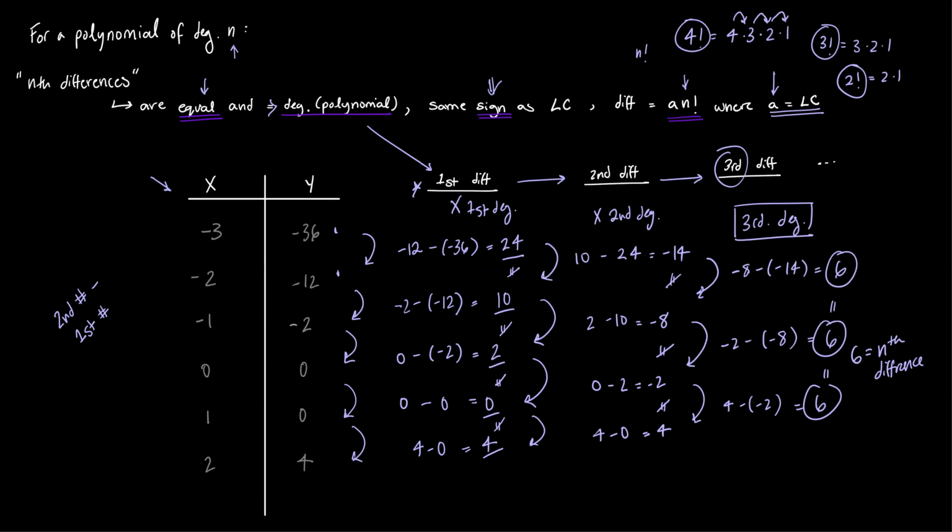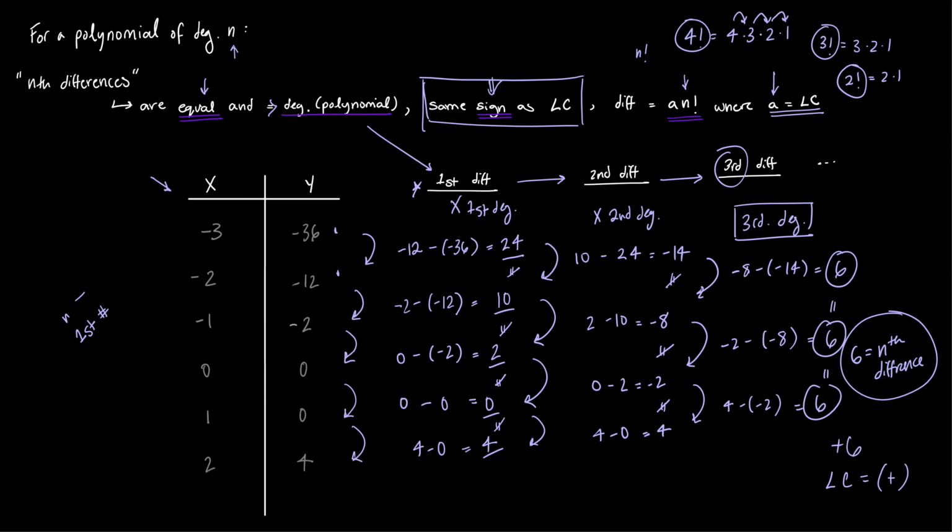So now we know the degree of the polynomial, and we have that our nth difference is equal to 6. So 6 is our nth difference. So now, what if we wanted to know the sign of the leading coefficient? Well, we know that the nth difference has to have the same sign as the leading coefficient. Since our nth difference is positive 6, we know our leading coefficient has to be a positive number. And in addition to that, we can actually calculate what that number will be. So what if we wanted to calculate our leading coefficient? Well, we're going to use that factorial formula from earlier. So we know that the nth difference has to be equal to a times n factorial, where a is our leading coefficient.